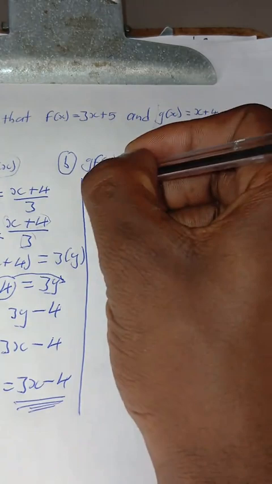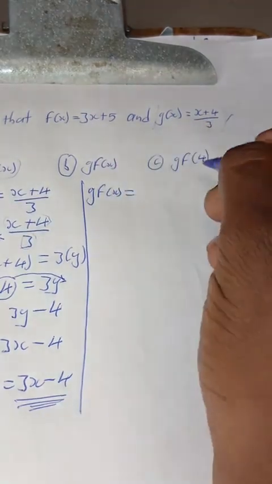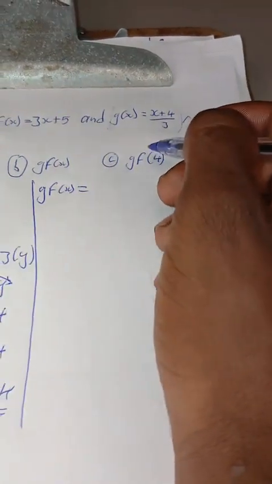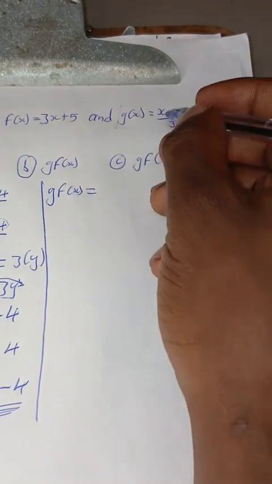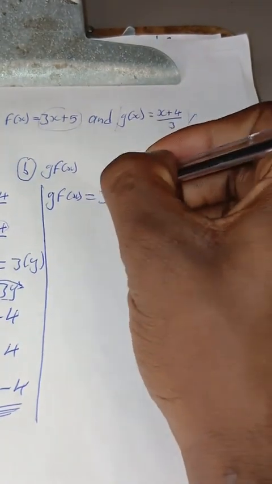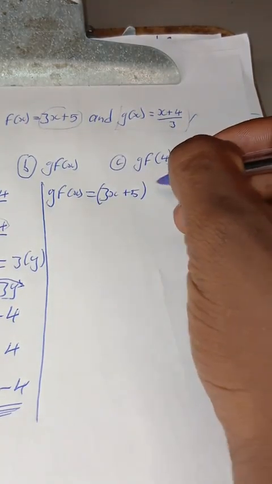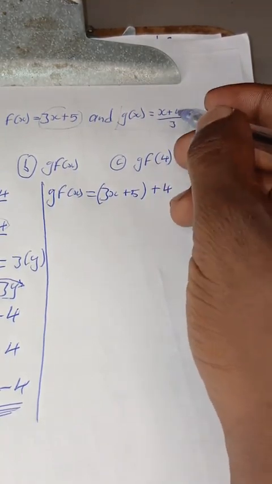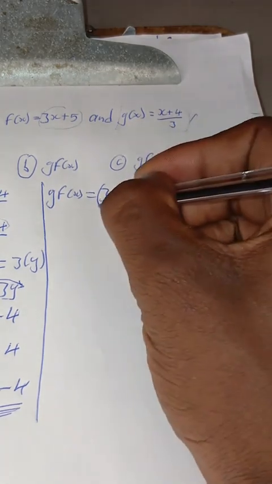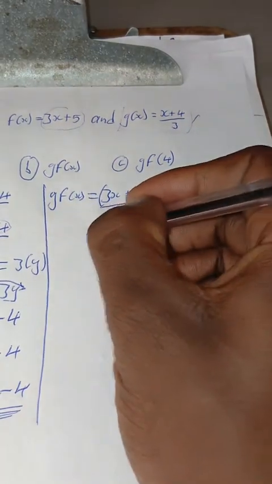F. So we are saying g of f of x is equal to, this is the function of g. Where we have x here, we put the whole function of what? F. So we're going to say 3x plus 5, which represents the function f, plus 4. This 4 which is remaining here is x. Over everything should be divided by 3. So this is equal to what?